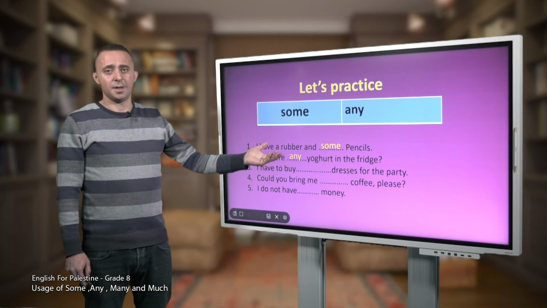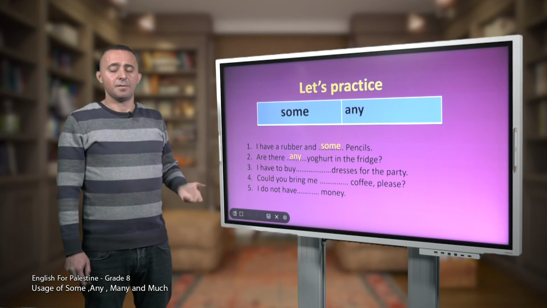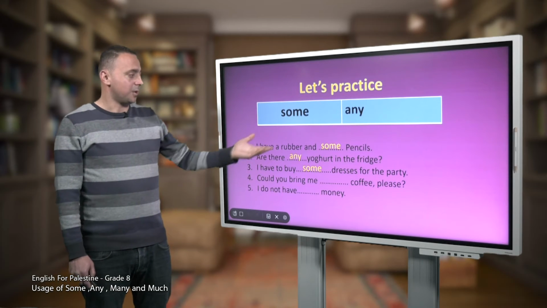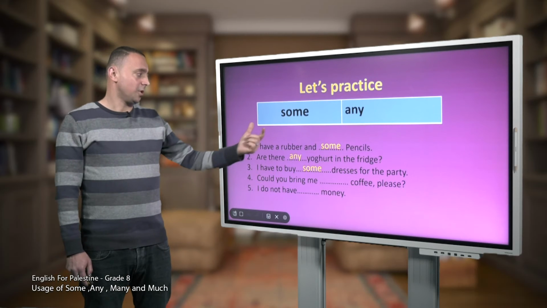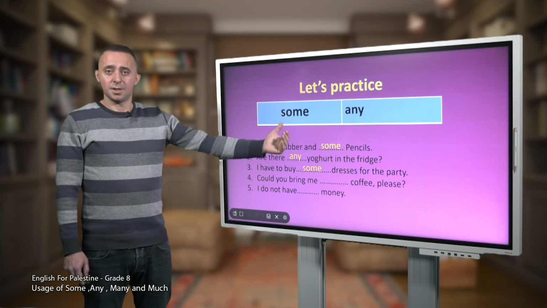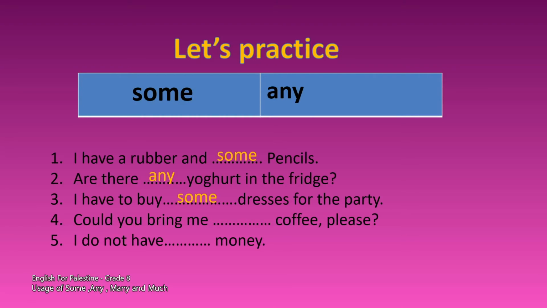Do we use here any or some? Very good, we use some. Why? Because we have an affirmative sentence. We also have dresses, which is also a countable noun.